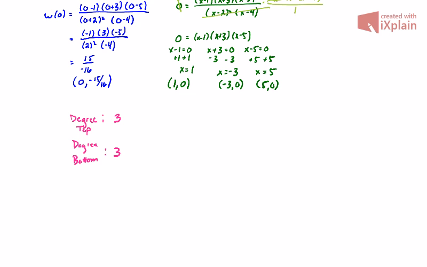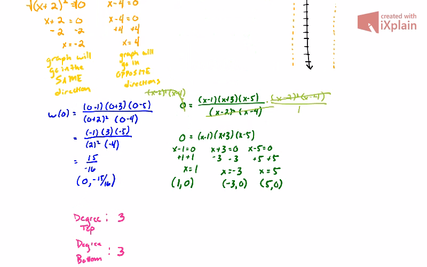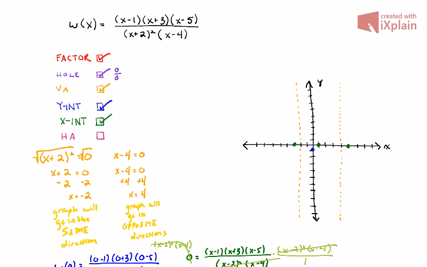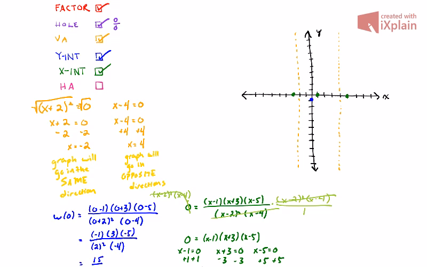And the reason being is if you were to add up all the degrees of your binomial factors, let me go back to the visual so you can see. So I have a degree of 1 here, a degree of 1 here, and a degree of 1 here. So that means that I have a degree of 3 in the numerator, and then I have a degree of 2 here, and a degree of 1 here. So that means I also have a degree of 3 in the denominator.